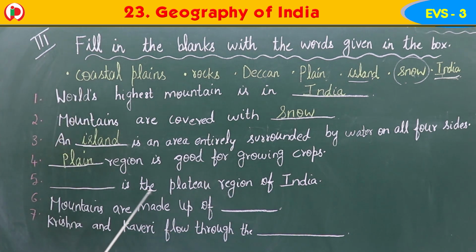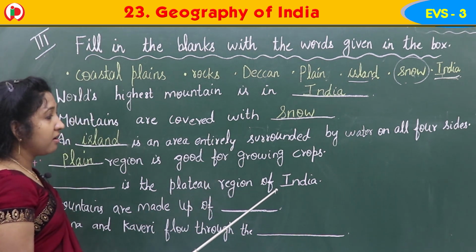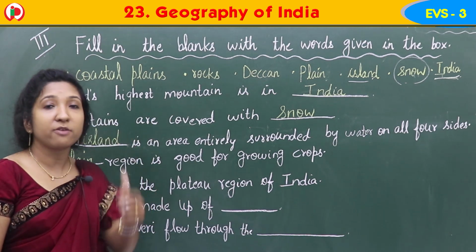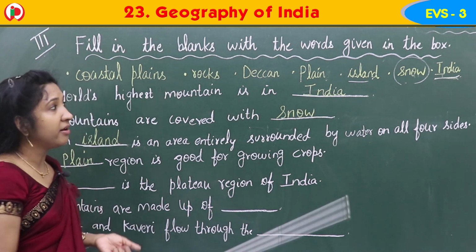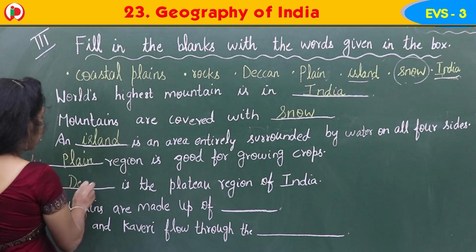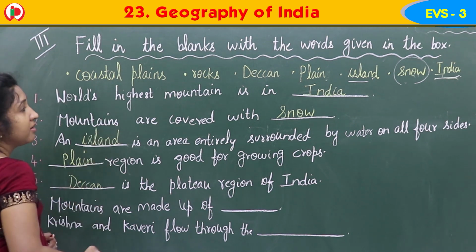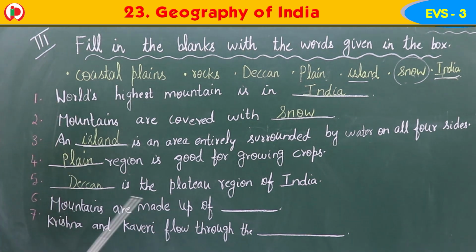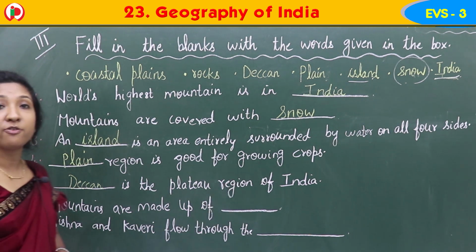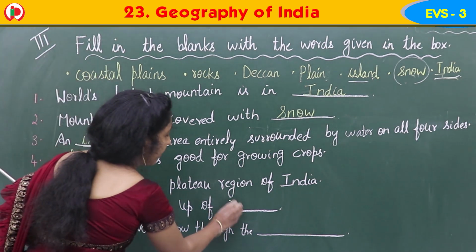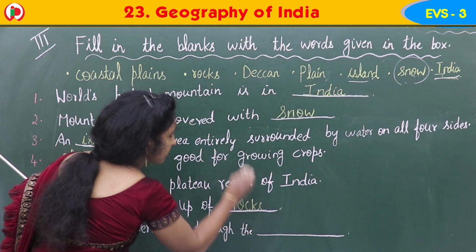Now next, dash is the plateau region of India. In the Indian map, we can see a region of plateau in the southern part. It is called Southern Plateau or Deccan Plateau, D-E-C-C-A-N, Deccan. Deccan is the plateau region of India. Sixth one, mountains are made up of dash. They are made up of rocks. Mountains are made up of rocks, R-O-C-K-S, rocks.